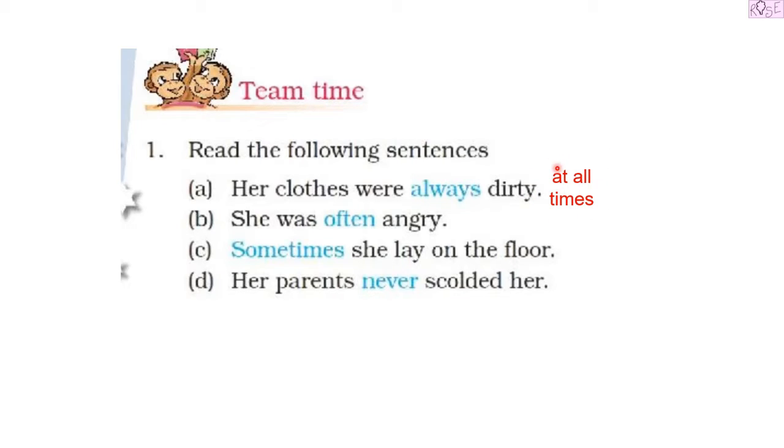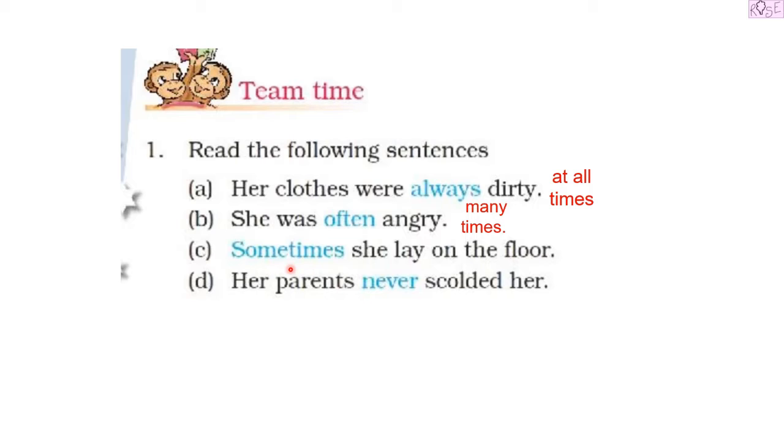Next is she was often angry, and often means many times. Not all times, but most of the times. So always is used when we want to describe something that happens all the time. We use often when we have to describe an event which happens many times, but not all the time. There are some moments at which that event does not happen, but it has a high probability of happening. It happens many times.